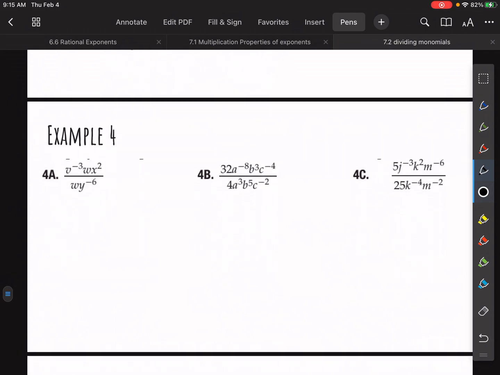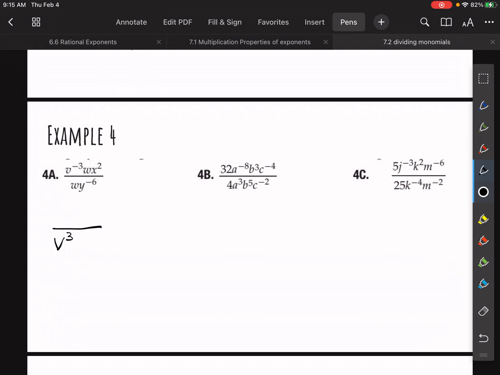For 4a, let's work an example together. For this one here, we have v to the negative 3. So on my new fraction, since I have v to the negative 3, that's the same thing as 1 over v to the 3rd. If I'm simplifying this, I don't want any negative exponents.